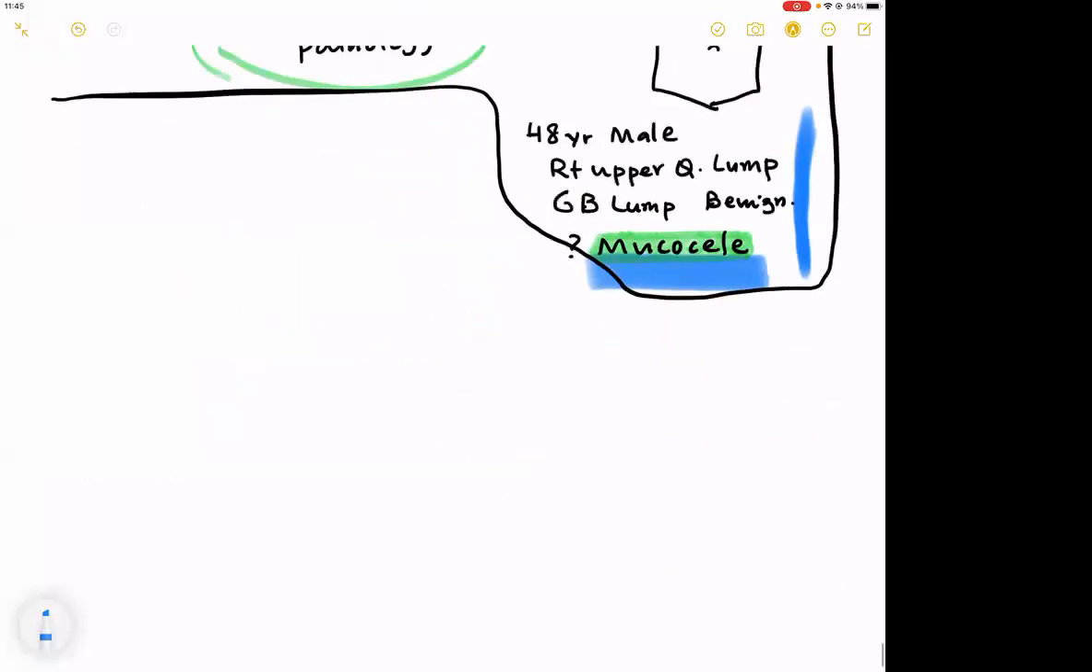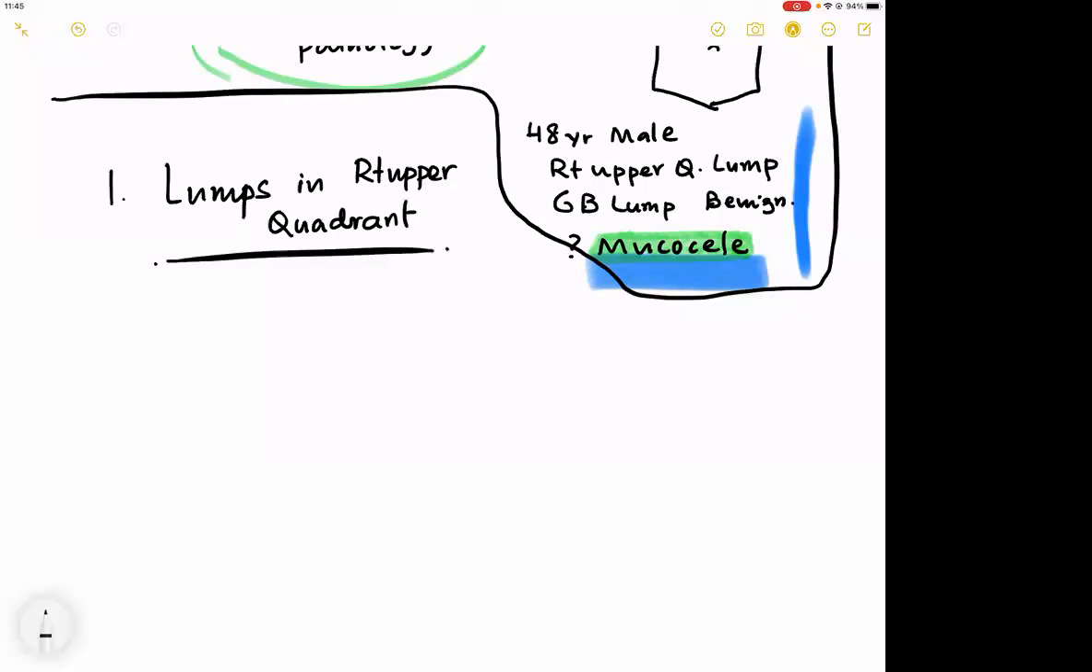Okay, so if you have no queries, we come to the first of the cases. The first of the cases to talk about are lumps in the right upper quadrant. Now, whenever you have a lump in the right upper quadrant, the examiner will ask you, what is your approach to any lump abdomen? We start with the right upper abdomen. The rest of the lumps are going to take much less time.